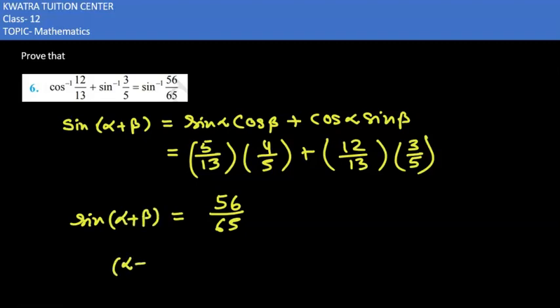So what will be the value of alpha plus beta? We have to take sin inverse on the RHS side. So this will become sin inverse 56 by 65. So here we have our values: alpha plus beta is equal to sin inverse 56 by 65. So now what was the value of alpha? Alpha was cos inverse 12 by 13 and beta was equal to sin inverse 3 by 5. So we have to just replace the values.